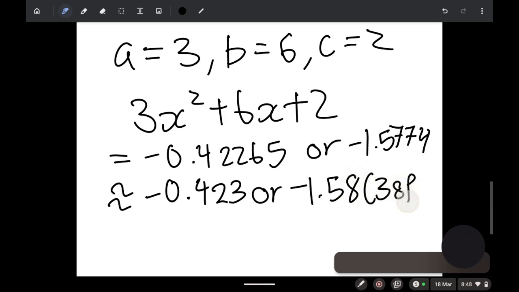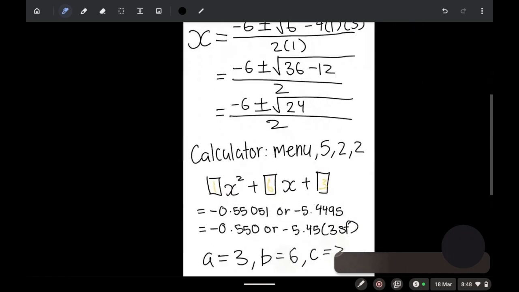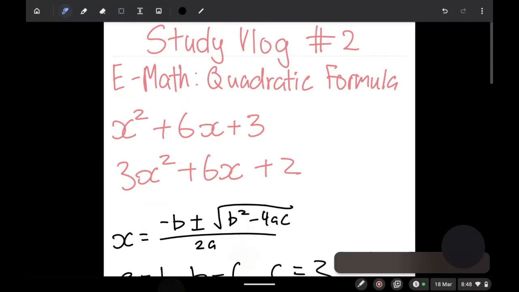1.58 in 3SF. And that is how we solve quadratic formula. Okay? Bye bye and thank you.